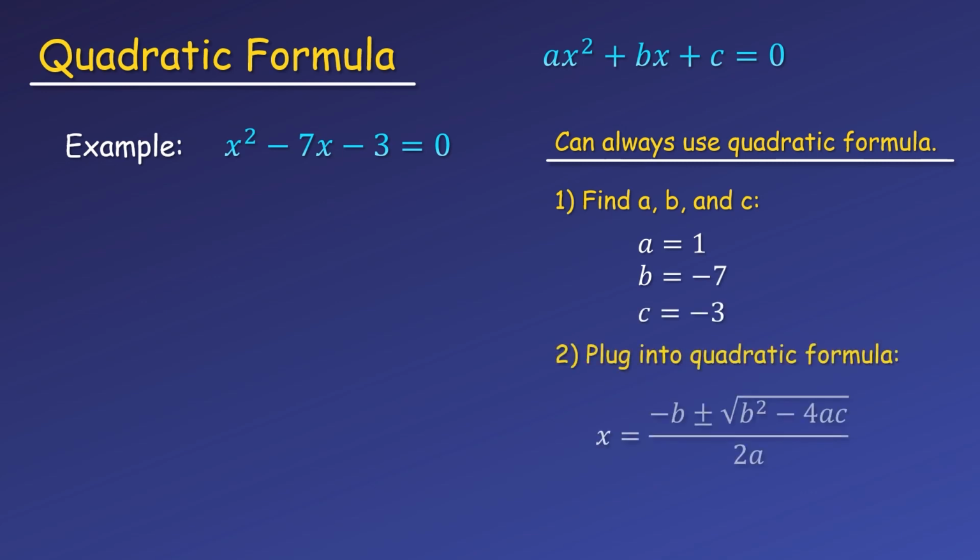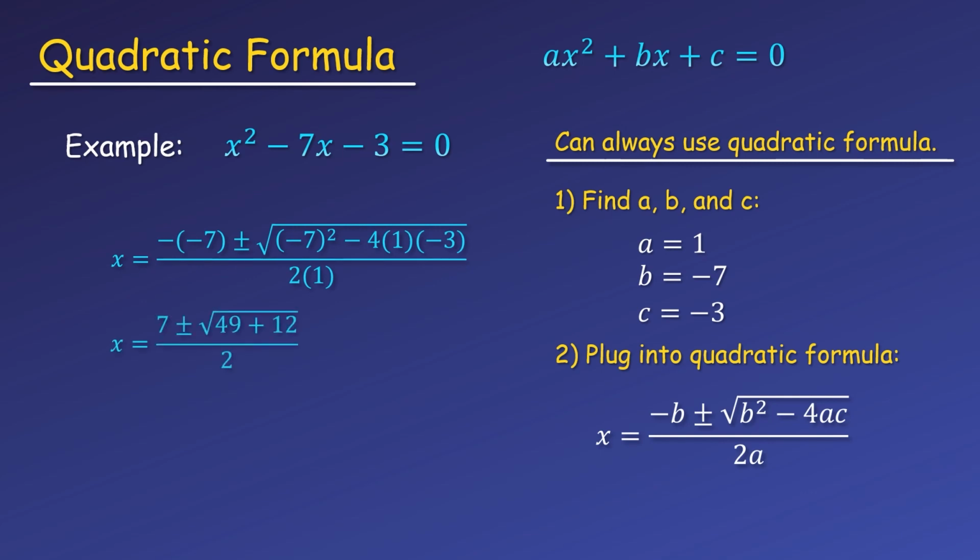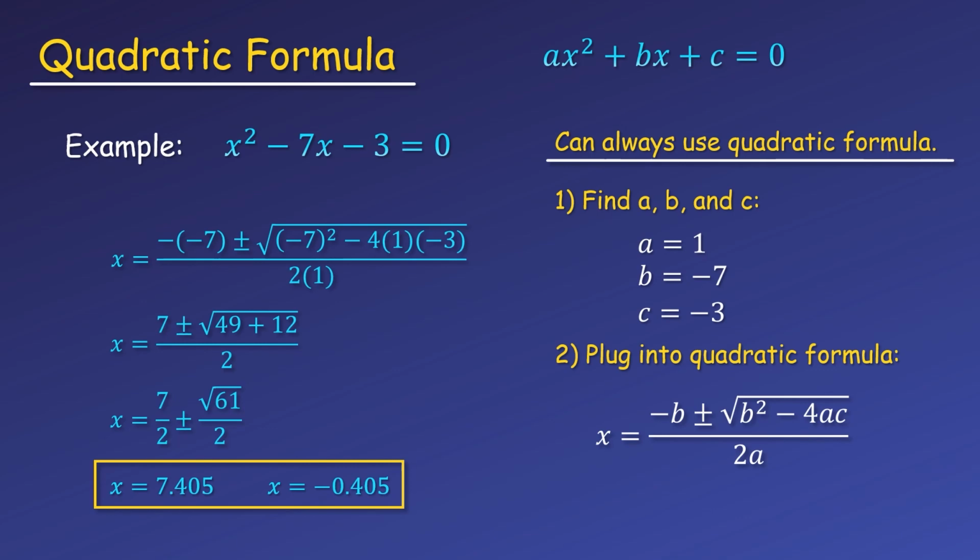Now we'll plug into the quadratic formula. You may be tempted to plug everything into a calculator all at once, but you'll be less likely to make a mistake if you try to simplify first. This may make it quicker as well, and it doesn't matter if you're quick if you get the wrong answer. I'll show a couple of the steps here to simplify, and we find that x is equal to 7 over 2 plus or minus the square root of 61 all divided by 2. This is easier to plug into a calculator, and if we do, we get 7.405 and minus 0.475.